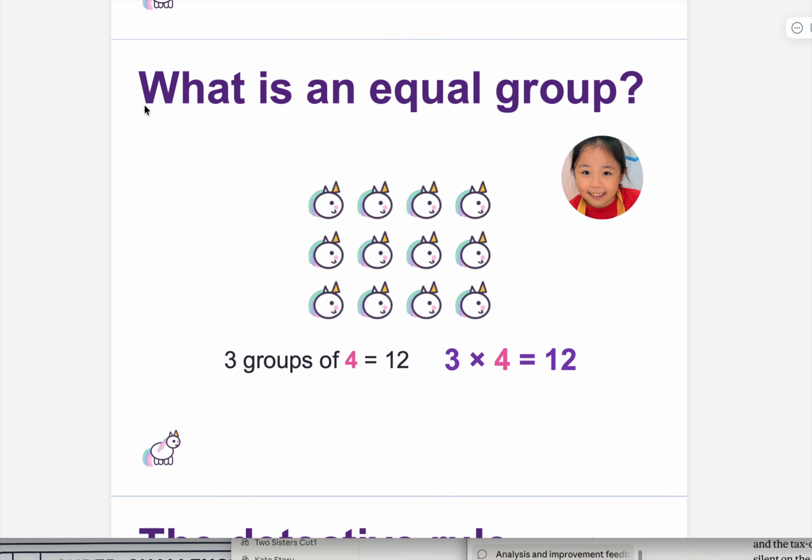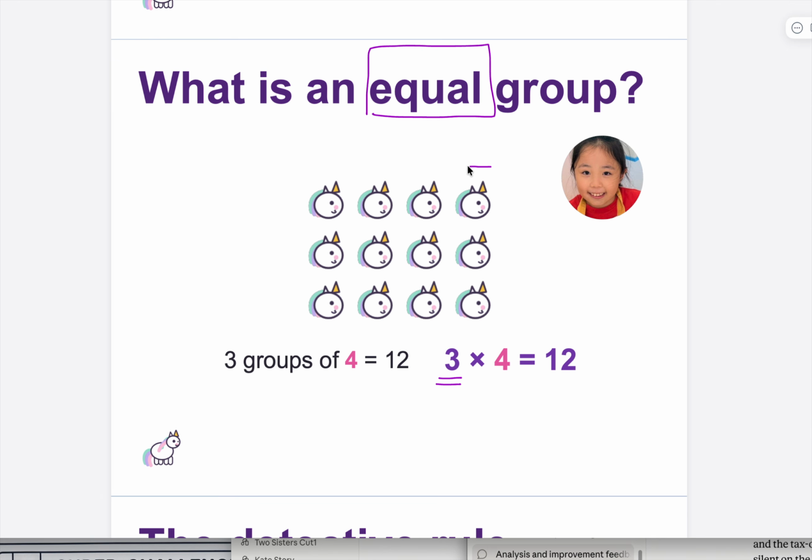Okay, so we're going to talk about the concept of what we call an equal group. Okay, Kate, that's very important. Notice over here, Daddy's going to say 3 times 4 is equal to 12. You might know that and you might not, but let Daddy explain that. This number 3 represents what we call groups. In this case, Daddy's going to tell you there's 12 unicorns here. I know those are cute little baby unicorns.